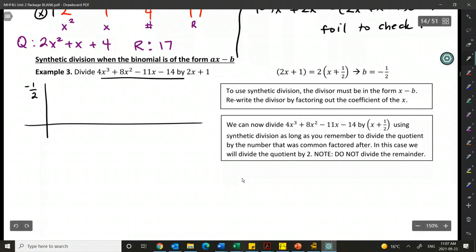And then I'm just going to write all the terms, make sure they're in descending order, write all the coefficient terms: 4, 8, negative 11, negative 14. I will add this column, and I will do the same multiplication as usual.